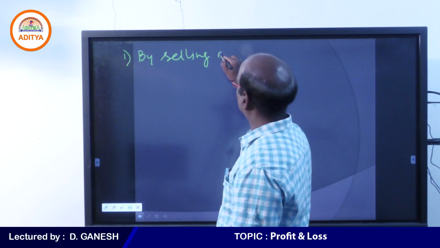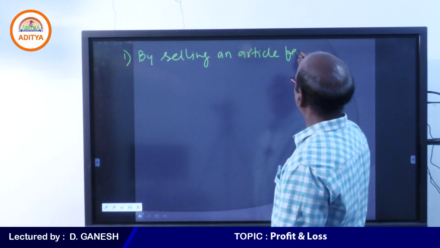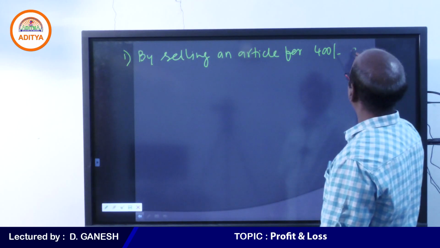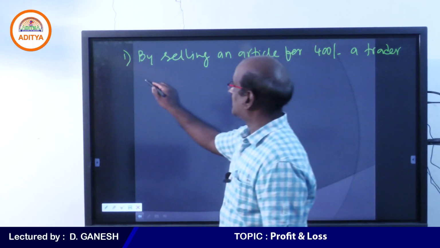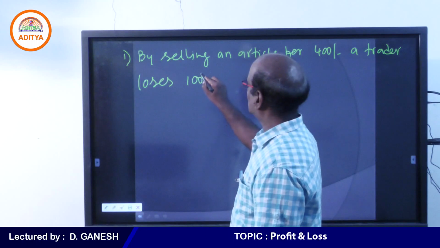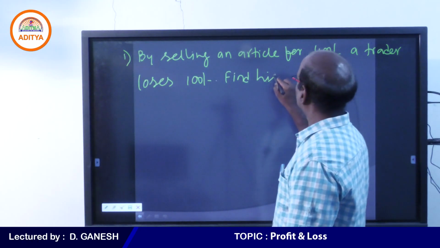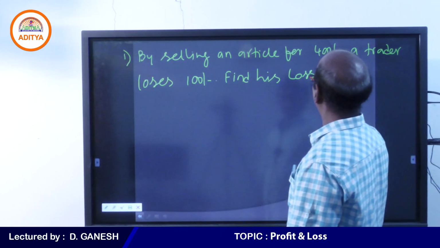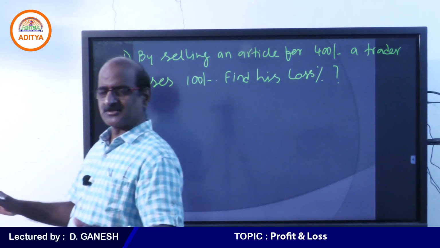Come on student, please look at that. By selling an article for 400 rupees, a trader loses 100 rupees. Find his loss percent. Now please look at the board.